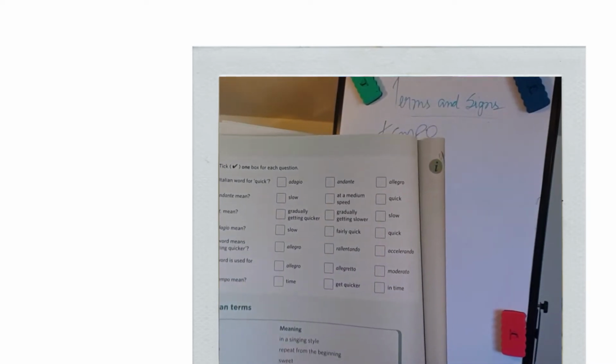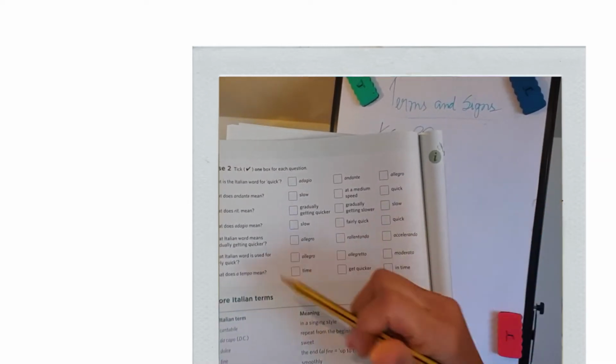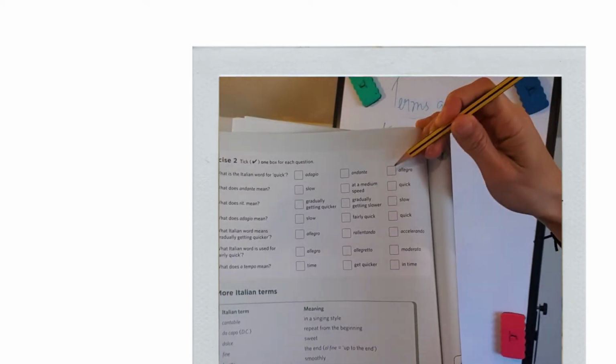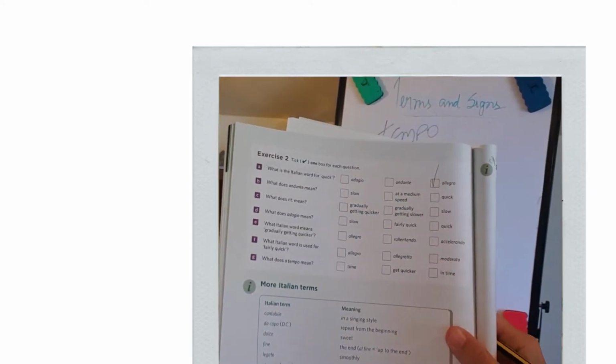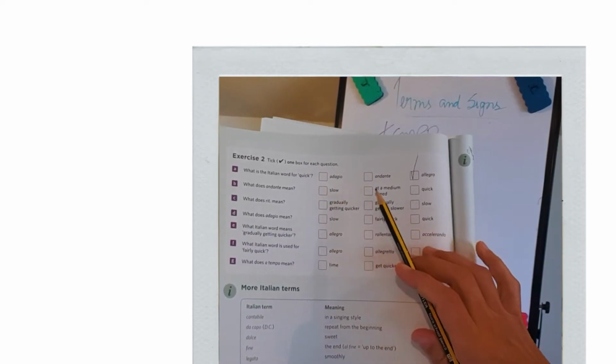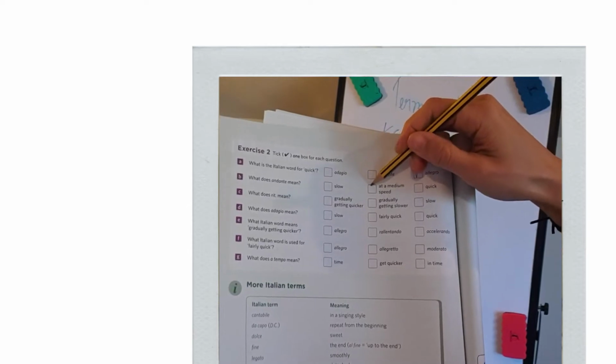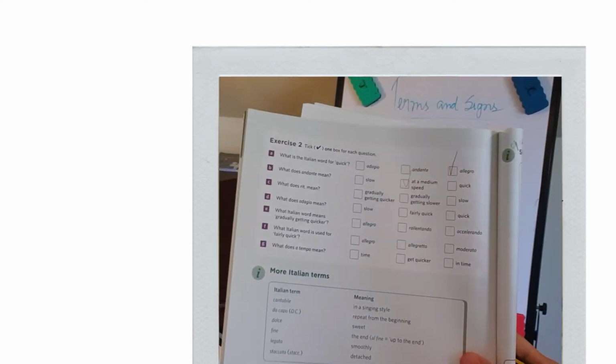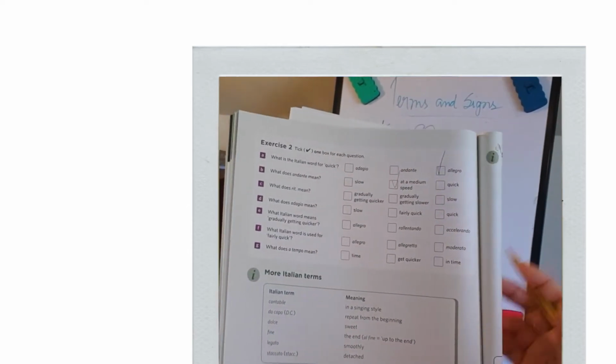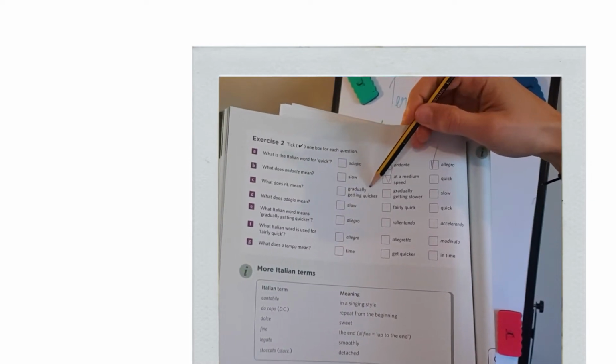And now allegro. I always say this word very excitedly, like allegro, allegro, for them to remember my voice in the exam. So, what is the Italian word for quick? Allegro. What does andante mean? Slow, at a medium speed, or quick? At a medium speed. What does retardando mean? Gradually getting quicker, slower, or slow?